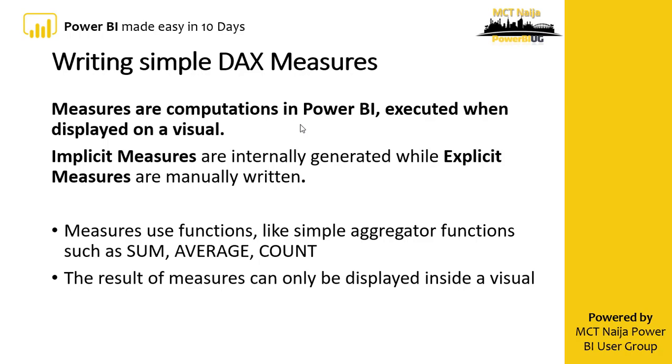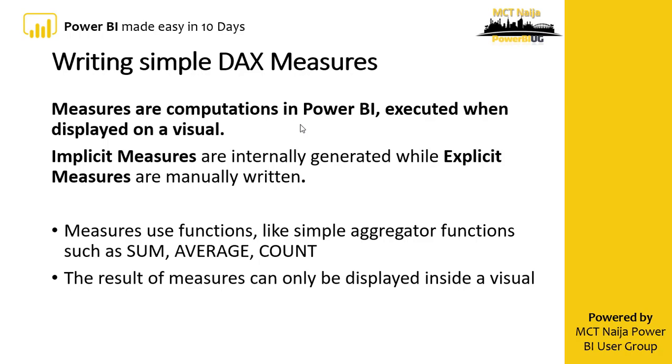So writing measures basically will mean that you need to make use of DAX functions. You can use simple aggregator functions, for example, like we have the sum, we have average, just normal things that you can see inside Excel as well. I mentioned earlier that the result of measures can only be displayed inside a visual. So it's not something you see normally, and that's where the thinking of DAX has to be different from how you think when you write formulas in Excel. When you write a formula in Excel, instantly you are seeing your result, but when you write a measure, you don't get to see your result until you pull up a visual.